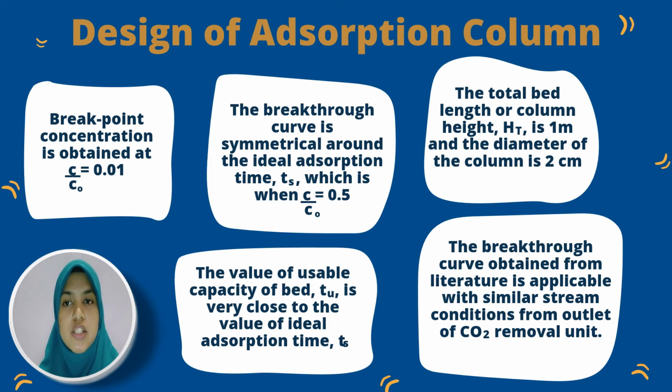So first, we assume that the breakpoint concentration is obtained at C over C naught equal to 0.01, or the y-axis equal to 0.01. And then the breakthrough curve is symmetrical at C over C naught at Ts, which means Ts is equal to Tt, where Tt is the time equivalent to stoichiometric capacity. Based on our research, we also found that the total bed length or column height is 1 meter and the diameter of the column is 2 cm.